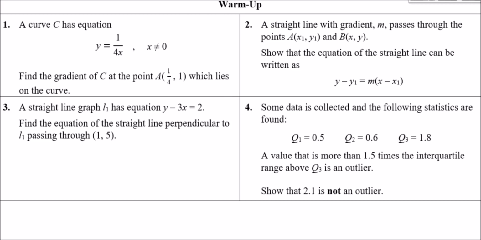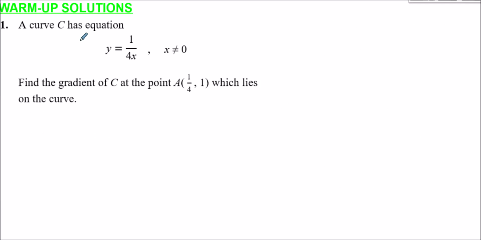So without further ado, let's have a look at some of the solutions to these warm-ups. Question 1: we've got a curve, y equals a quarter x, where x can't be equal to 0. We need to find the gradient of C at the point A, where x is a quarter and y is 1, and that lies on the curve as we're told. First of all, we need to rewrite this in a nicer, more manageable form. We write this as y equals 1 quarter x to the power minus 1, because 1 over x is the same as x to the power minus 1.